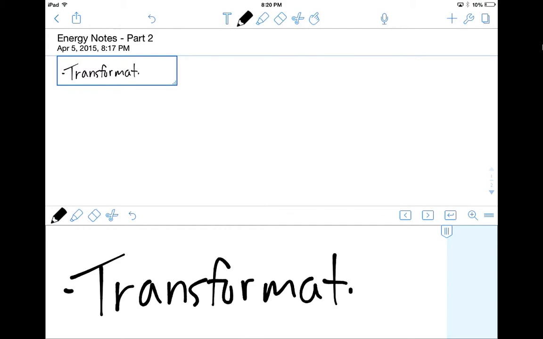Transformation. By the way, I know that I didn't put an essential question. If you have actually been writing essential questions and used them, then I'd like for you to make one up for yourself. If you're one of the people that's never cared about an essential question, I'm not necessarily caring about it right now either.